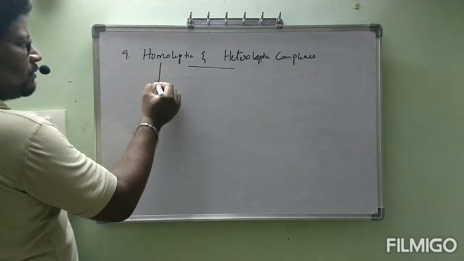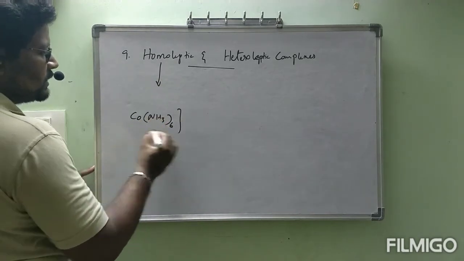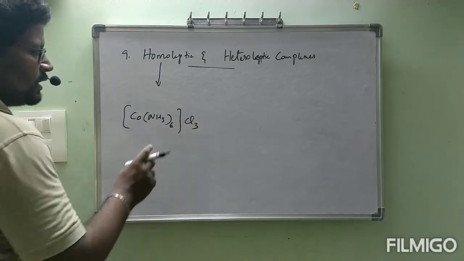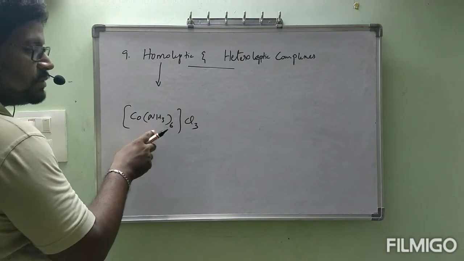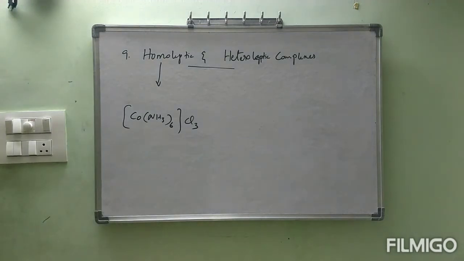Let us see an example for a homoleptic complex directly. [Co(NH3)6]Cl3. In this complex, cobalt is surrounded by how many ligands? Cobalt is surrounded by 6 ligands. The 6 ligands are NH3 only. All the ligands are the same. There is no difference in ligands. If the same ligands surround the central metal atom, then that is called a homoleptic complex.